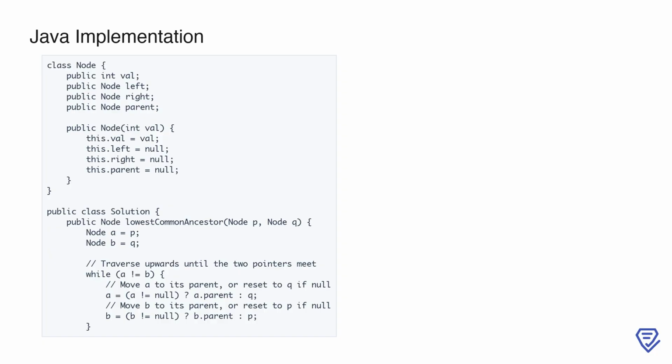Inside the method, we initialize two pointers, A and B, to point to P and Q, respectively. The key idea here is to traverse upward in the tree, using the parent references, until the two pointers meet. To achieve this, we use a while loop to continue the traversal as long as A and B are not equal. If A becomes null, we reset it to point to Q, and similarly, if B becomes null, we reset it to point to P. This ensures that both pointers will eventually meet at the lowest common ancestor.